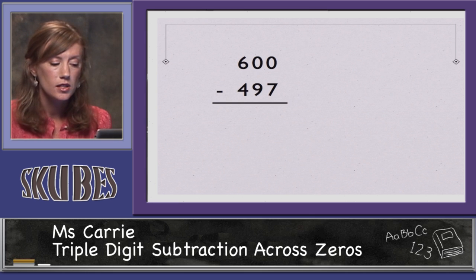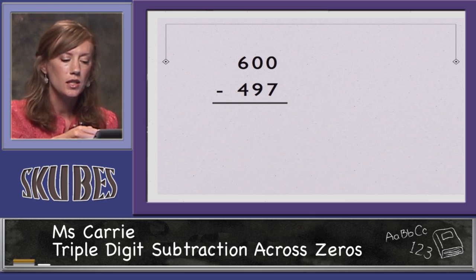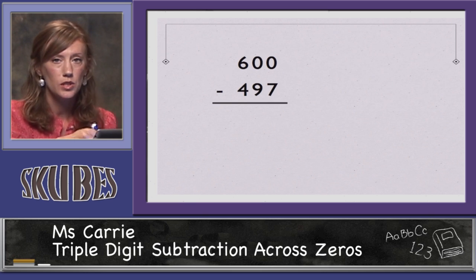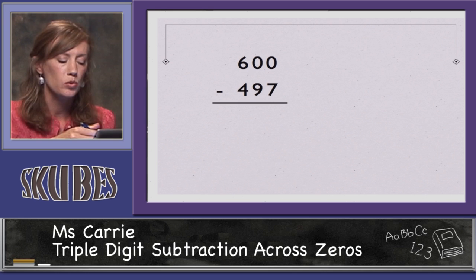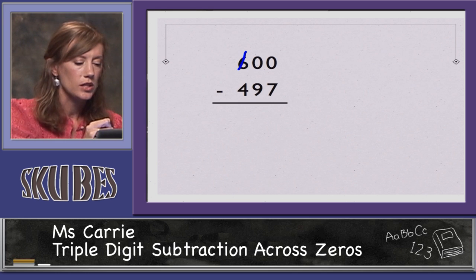Here we have 600 minus 497. In the ones place, we can't do 0 minus 7. In the tens place, we cannot do 0 minus 9 because the zeros are smaller. So we go all the way to the hundreds place to borrow. So our 6 will become a 5, and our 0 here becomes a 10.